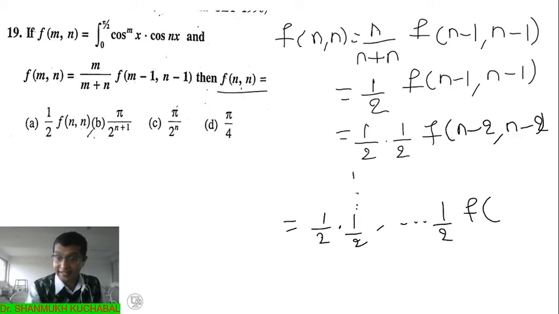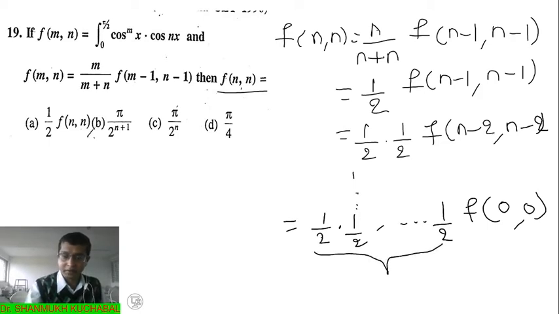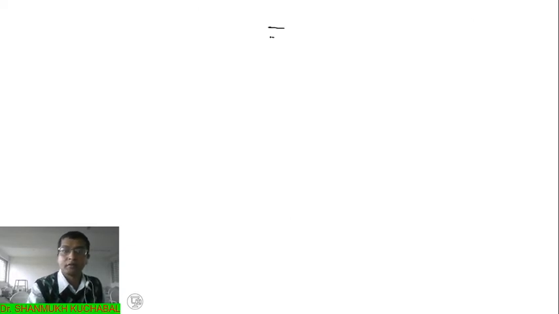We get n minus n, so that is 0 comma 0. So this function has appeared totally n times. So for m equal to 0 and n equal to 0, we have to put 0 in that expression. We get 1 divided by 2 raised to n.